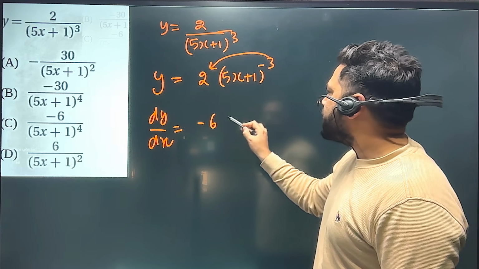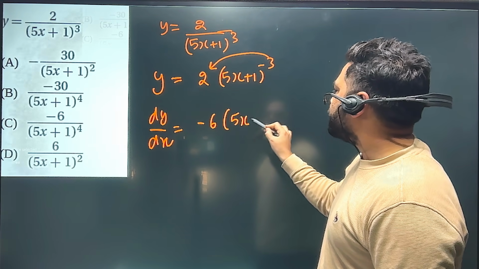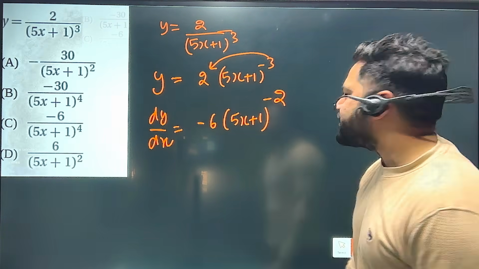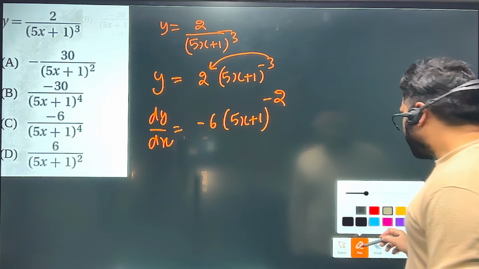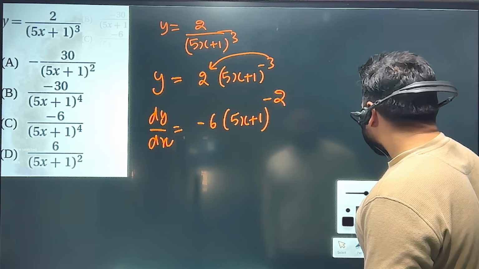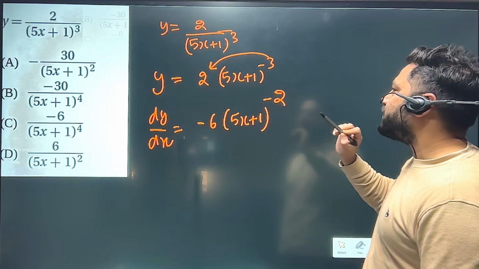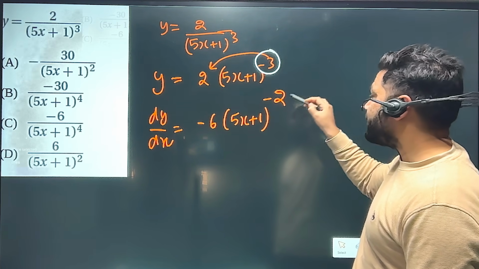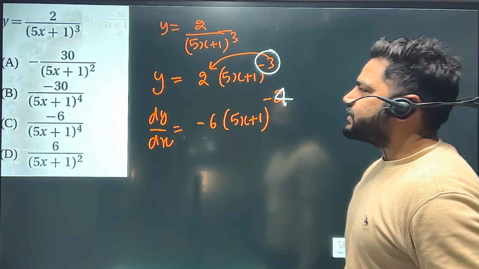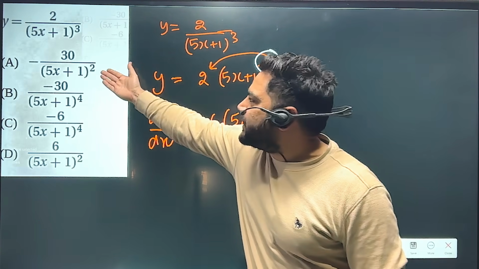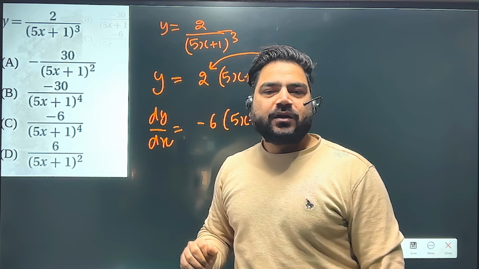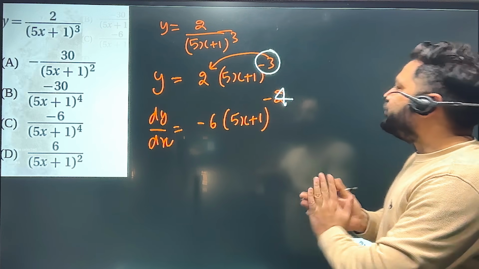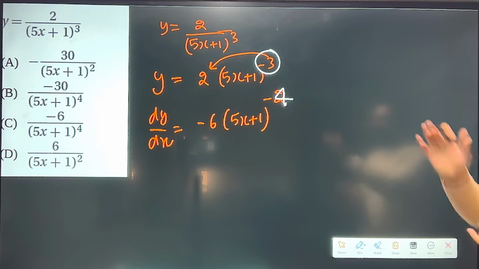It will be minus 6, and (5x plus 1) power will be, some students will write minus 2. This is not correct. How can you write minus 2? Because we have to subtract 1 power, and some students will say, sir, we have subtracted the power. No, this is wrong. If you subtract 1 from minus 3, it will not be minus 2, it will be minus 4. So these basic things you should remember. Otherwise the answer will be like A option or D option.